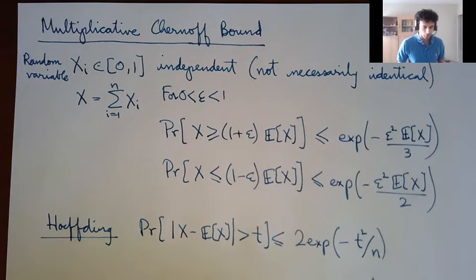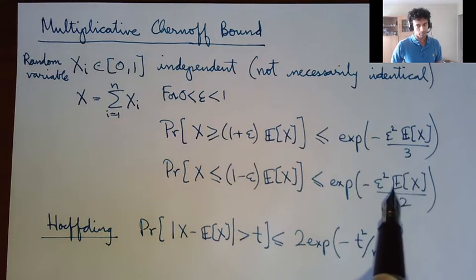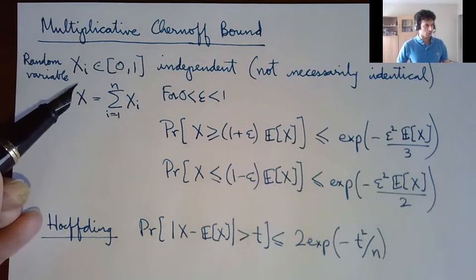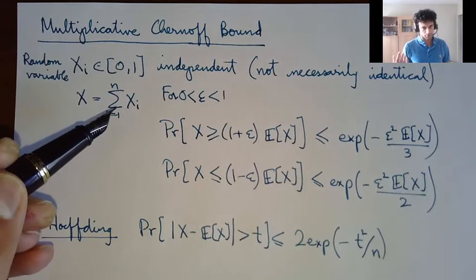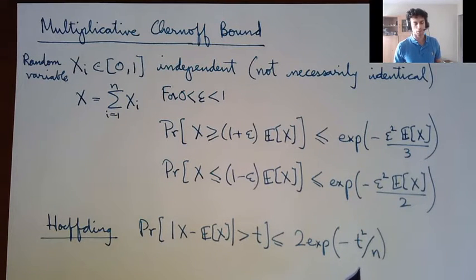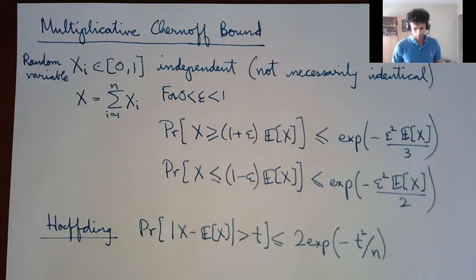Now what you get over here is some dependence on n. What you get here is just a dependence on the expectation. So for example, there could be situations where even though you have n random variables, the expectation is much smaller than n. And in that situation, this bound is actually not going to give you much, but the multiplicative Chernoff bound is going to give you quite a bit.